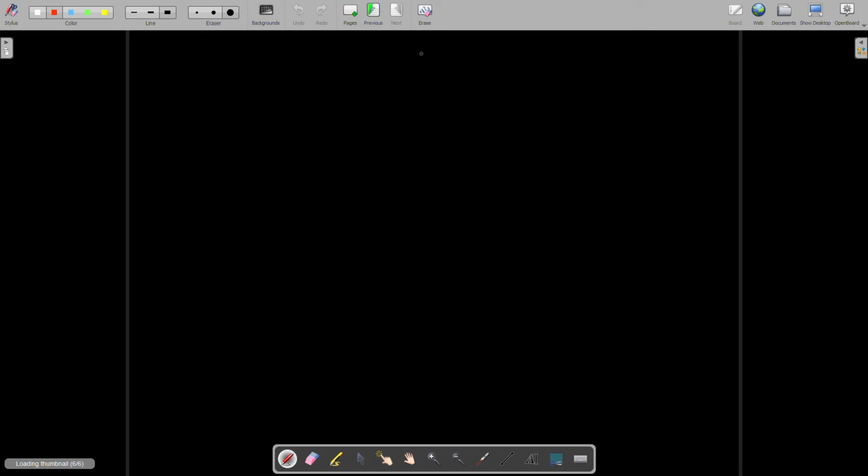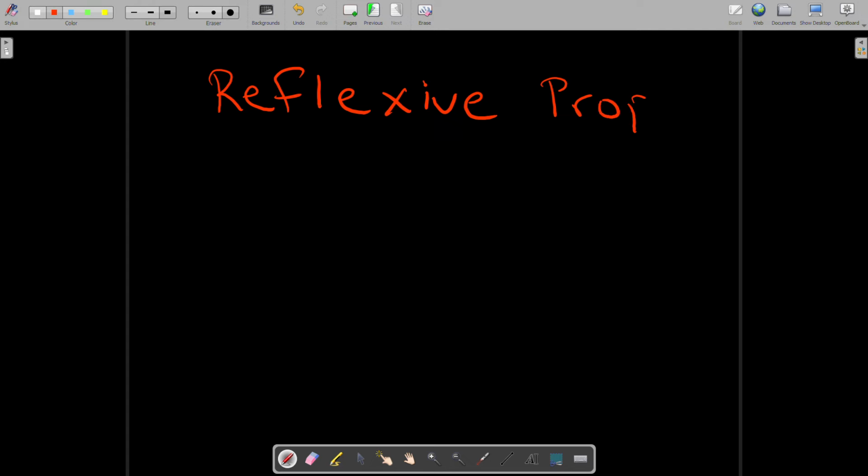Okay. Now let's move on to something that may seem like it's not really a useful proof, but I'll show you an example that makes it a really useful proof. So say we have this proof is called the reflexive property of equality. Okay, and this just states that A is equal to A.